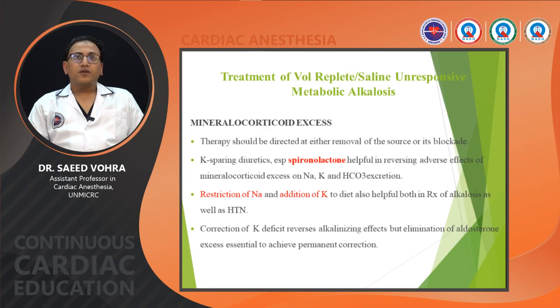Now, treatment of volume replete and saline unresponsive metabolic alkalosis: you can use spironolactone, which is a potassium sparing diuretic. You can have a restriction of sodium and addition of potassium to the diet.